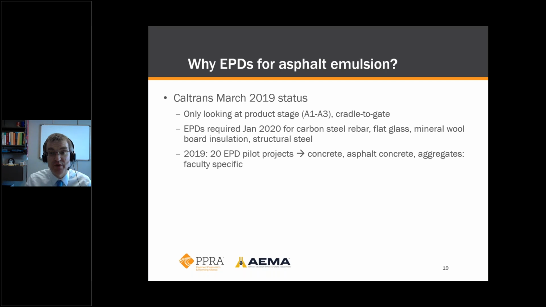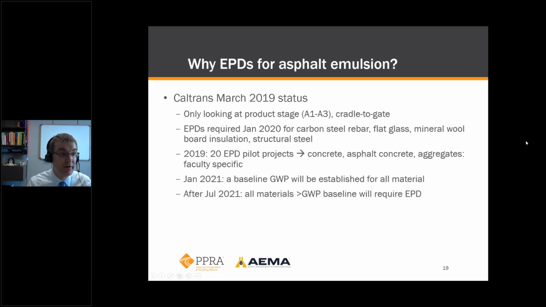But they did want to, by January 2021, establish a baseline global warming potential, GWP, that will be established for all material. I've not been able to find if they have achieved this yet, but basically this baseline GWP will be the baseline for all construction materials used by Caltrans. And if a material's global warming potential is greater than that GWP baseline, then Caltrans will require an EPD. So this is why we're excited about developing EPDs for asphalt emulsions, because if the global warming potential of asphalt emulsions does exceed this minimum, then we'll have an EPD in our back pocket and ready to go. So going through those steps from 2019, 2021, and then into July 2021, you can kind of see that sequence of the increasing uses of EPDs.